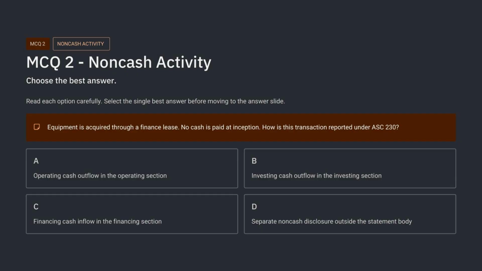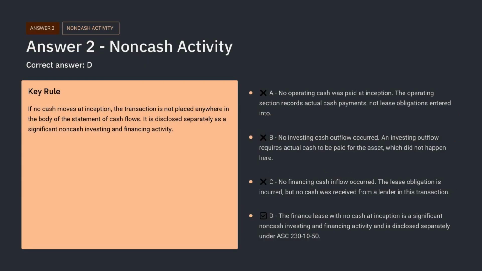Think carefully here. The equipment was acquired, so something economically important happened. But did cash actually move at inception? Choose your answer now. The correct answer is D. Separate non-cash disclosure outside the statement body. If no cash moves at inception, the transaction is not placed in operating, investing, or financing cash flow totals.